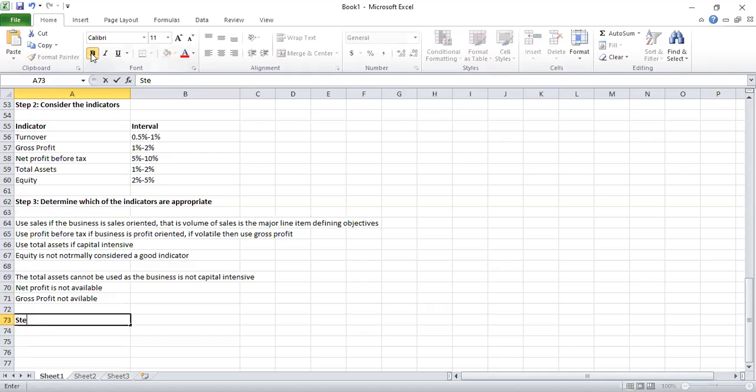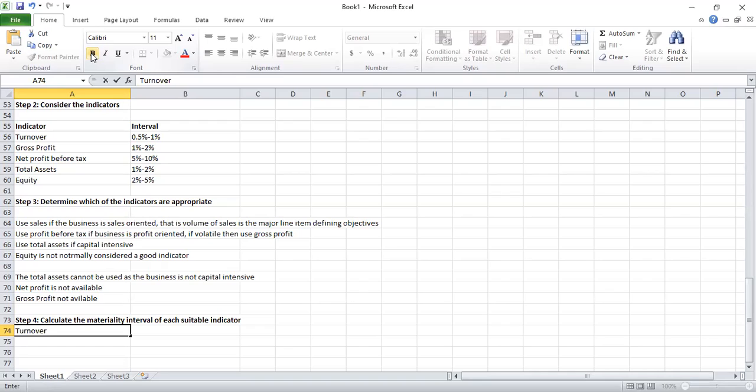Step 4. Calculate the materiality interval of each suitable indicator. Right, the only indicator that we have in this particular case is sales, turnover. So we'd use our turnover indicators.